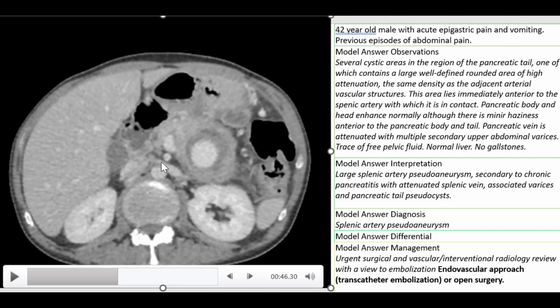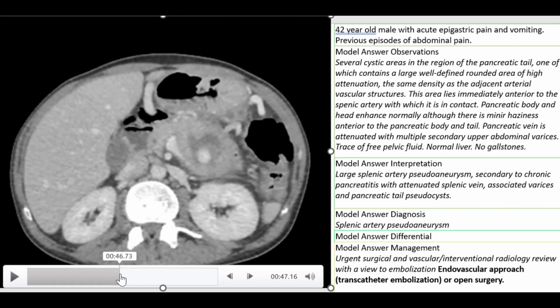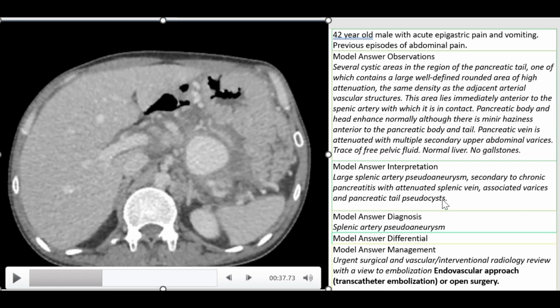As the inflammatory process of pancreatitis can cause weakness and erosion of the adjacent blood vessel, this may lead to the pseudoaneurysm formation and the occlusion and thrombosis of the splenic vein. So the diagnosis here is splenic artery pseudoaneurysm.